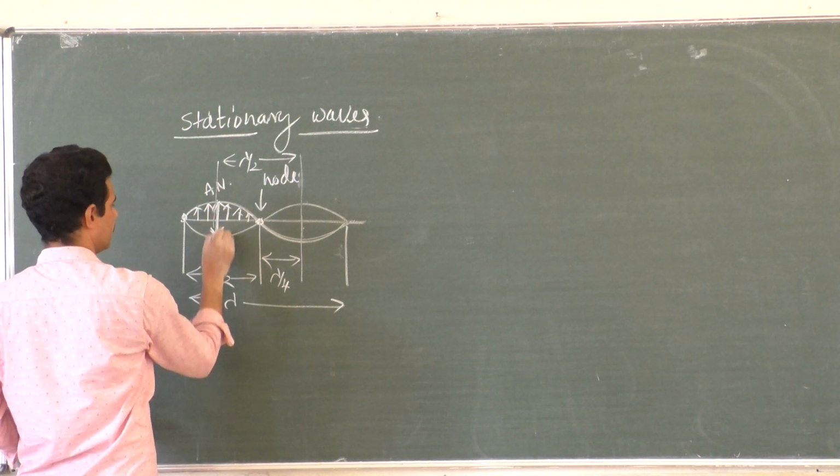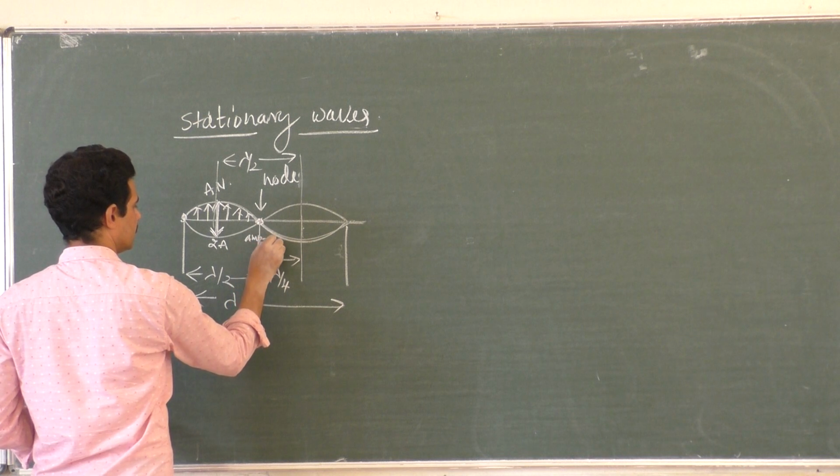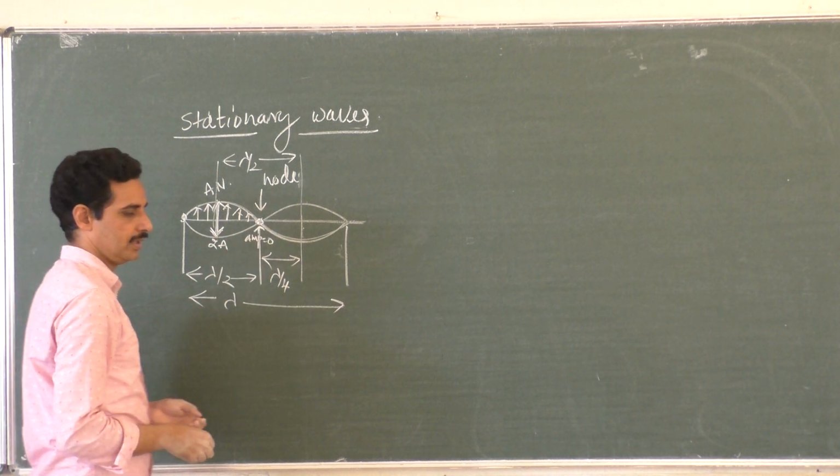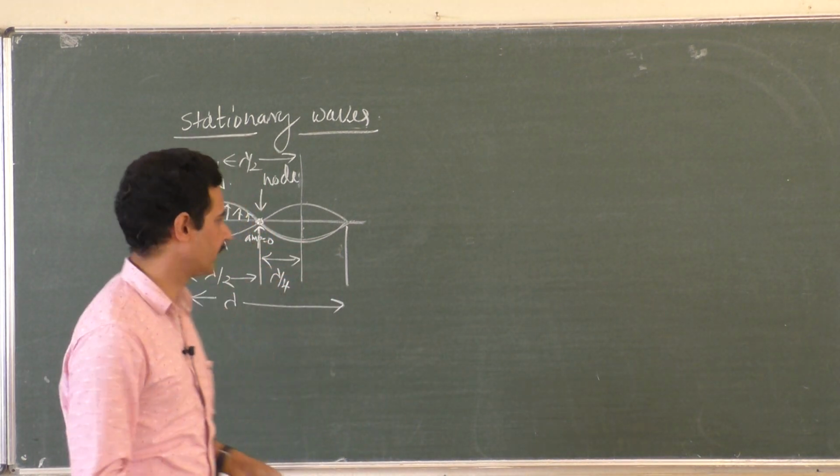Amplitude of this is maximum, 2a. Here it is 0. Amplitude is equal to 0 here in this position. At the node, amplitude is 0. At the antinode, amplitude is 2a. What about the amplitude of other particles?